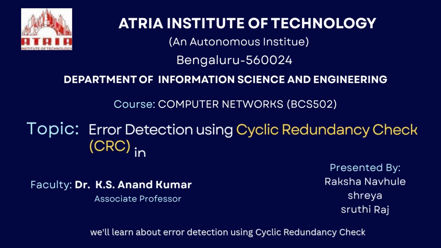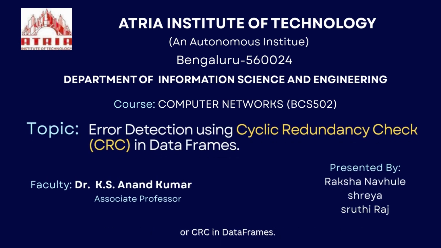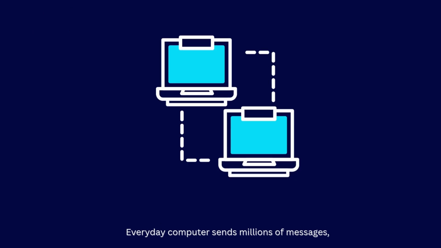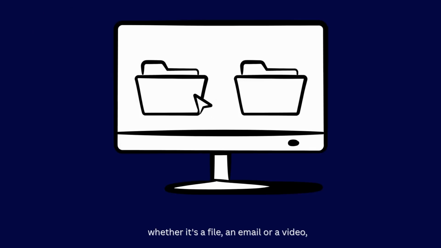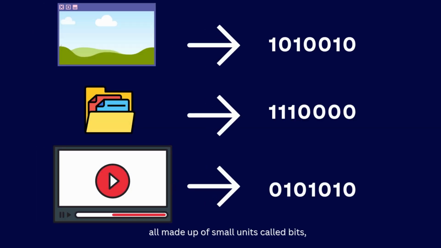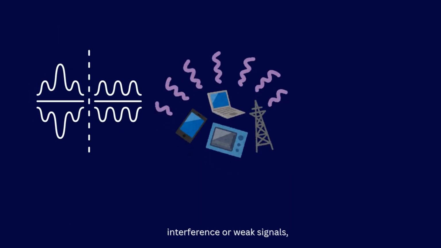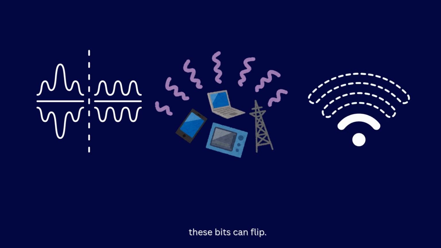In this video, we'll learn about error detection using cyclic redundancy check, or CRC, in data frames. Every day, a computer sends millions of messages, whether it's a file, an email, or a video, all made up of small units called bits, zeros and ones. But sometimes, due to electrical noise, interference, or weak signals, these bits can flip.